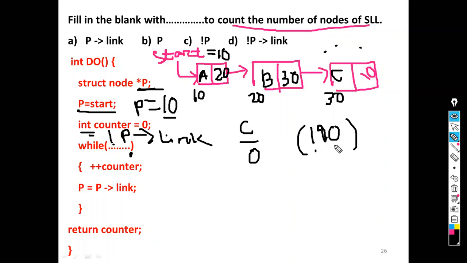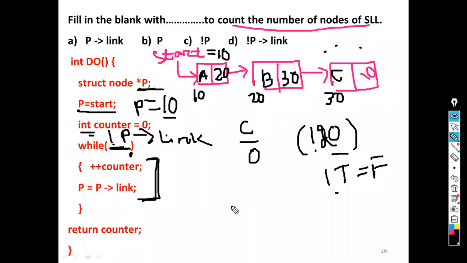Sorry. Not of 20. What is not of 20? Ma'am, the negation. Negation. That means if 20 is true, not of true is what? False. That means while this condition is false, will these 2 statements be executed? No, ma'am. That means counter will not be increased. If the loop will not be executed, can you update the counter value? No. That means the answer that you have opted is not the right answer. P of link will be the answer.